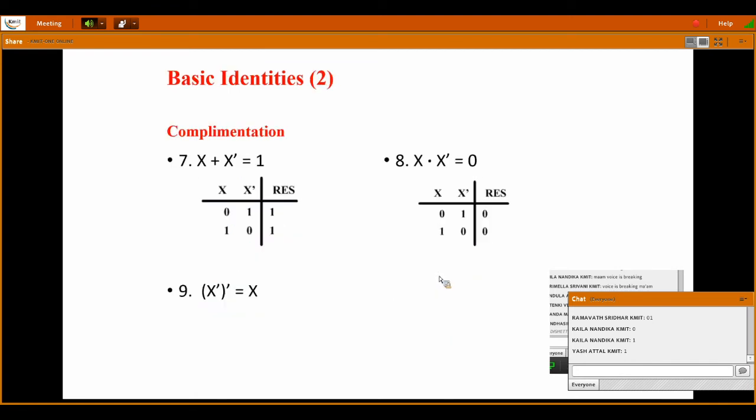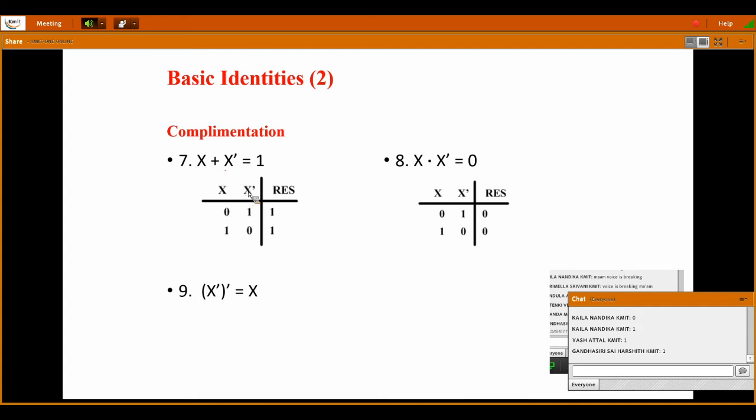And next one, complementation. Complementation means if it is 0, the output will be 1, like the opposite. Now see, x plus x bar is equal to 1. Here we have taken two inputs. One input will be x and the other input will be x bar. Bar, in the sense you can also take, as I just said, x bar or x dash.